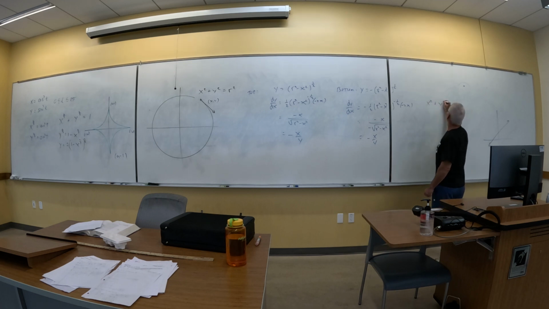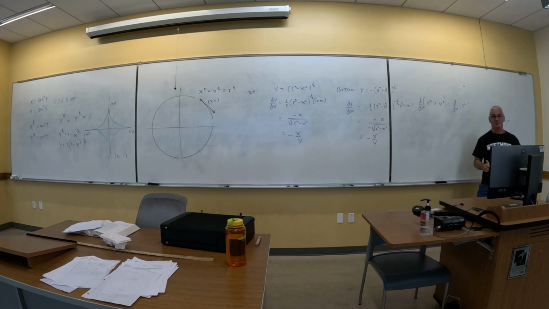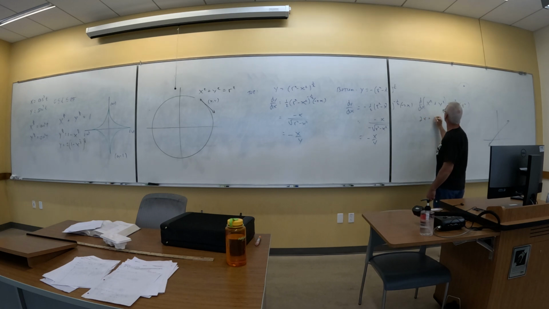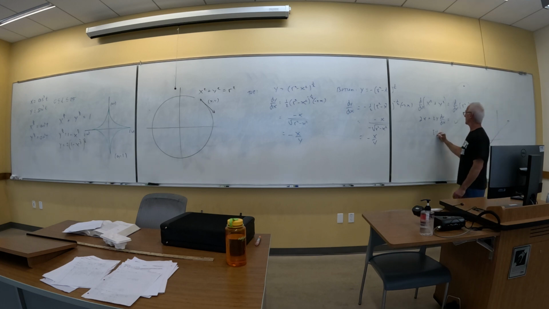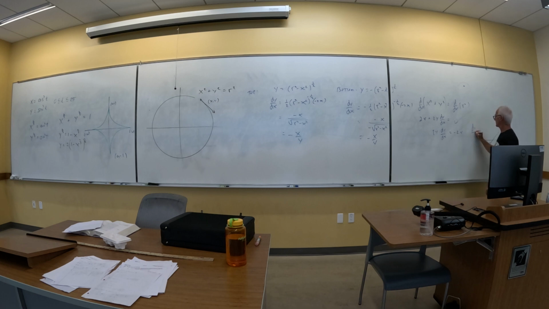I wouldn't have had to rearrange at all. I just differentiate both sides. Okay, so when you see a y, you don't see a y, you see a function, remember. So this would be 2x plus 2y times the derivative of y. And the derivative of r squared would be 0. That's just a number. So when I gather terms, this is actually considerably faster, isn't it?